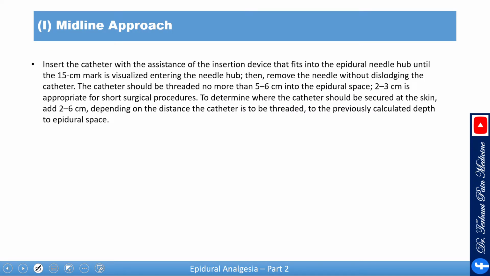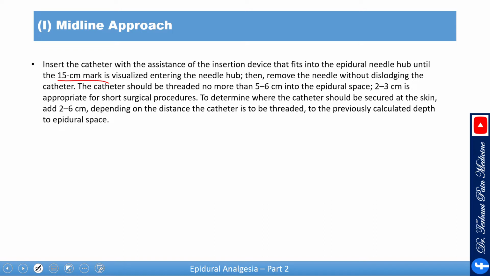Insert the catheter with the assistance of an insertion device that fits into the epidural needle hub until the 15 centimeter mark is visualized entering the needle hub. Then remove the needle without dislodging the catheter. So it's a push and pull technique.